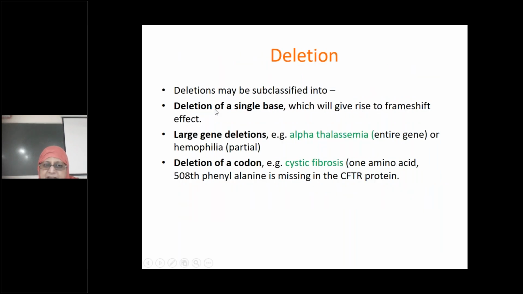Then deletion may be subclassified into a deletion of a single base, which may again give rise to a frame shift effect, or large gene deletions may occur, such as in alpha thalassemia, where an entire gene may be deleted, or in hemophilia, where only a partial gene will be deleted. Or deletion of a codon may occur. For example, in cystic fibrosis, one amino acid, phenylalanine, will be missing in the CFTR protein.